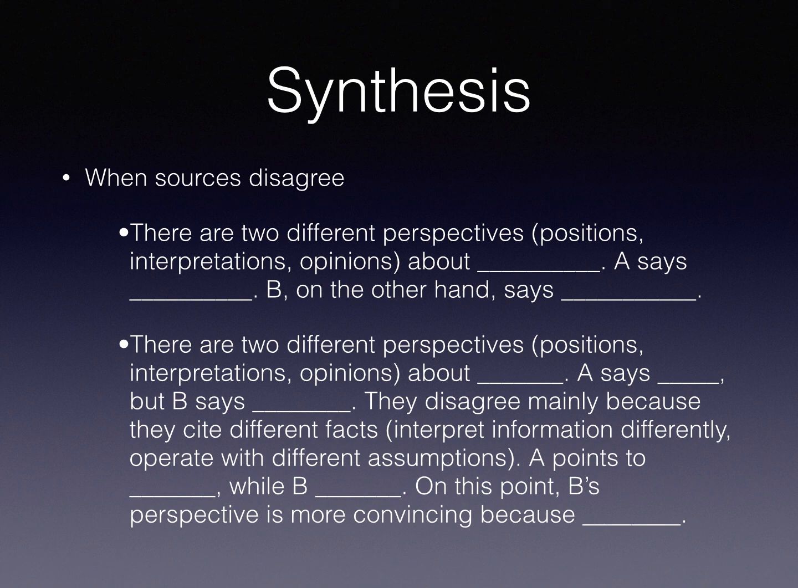They disagree mainly because they cite different facts, interpret information differently, operate with different assumptions. A points to this while B points to this. On this point, B's perspective is more convincing because.